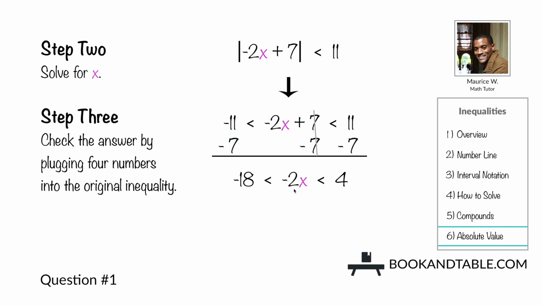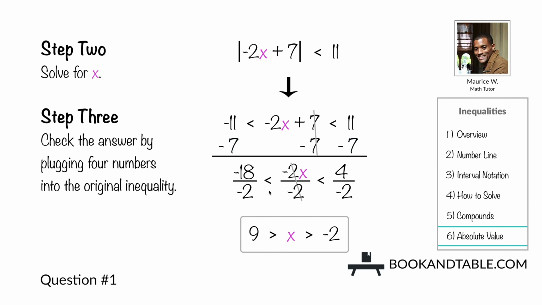And now we want to remove this coefficient of negative 2. So we divide all three terms by negative 2, giving us negative 18 divided by negative 2, which is 9. 4 divided by negative 2 is negative 2. And since we are dividing by a negative number, we want to reverse our inequality sign from less than to greater than. But we see this is negative 2 is less than x, which is less than 9.